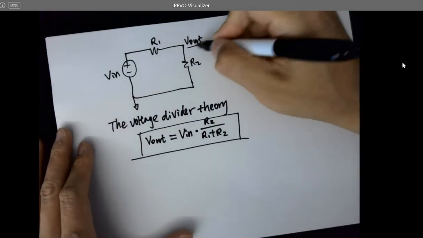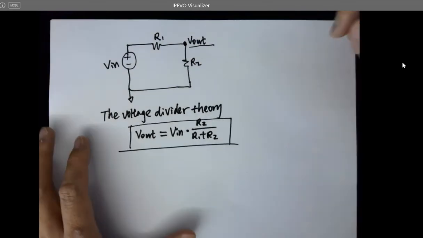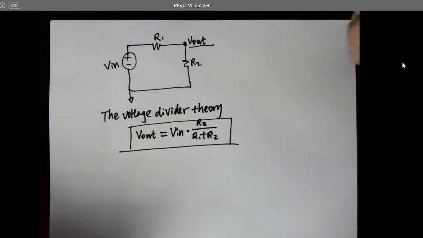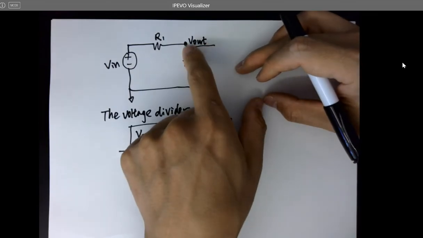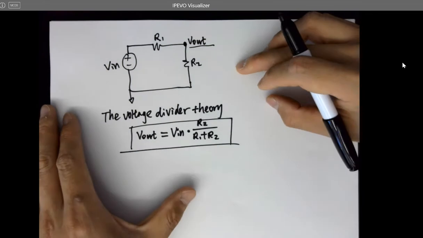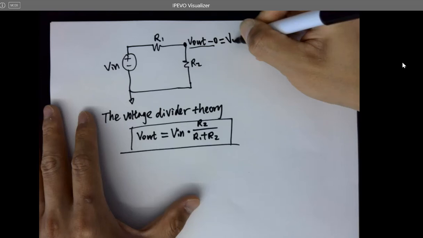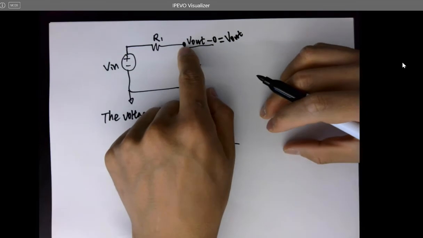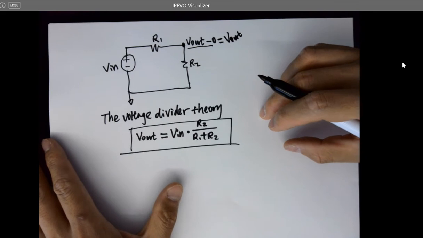So V out is a voltage at this point, but keep in mind, all the voltages are relative. So this voltage, I say this point is VL, I'm comparing to where? Compared to the ground, because VL minus zero is still VL. So I can directly say that this point is VL. It can be any voltage, can be 5 volts, 3 volts, 2 volts.